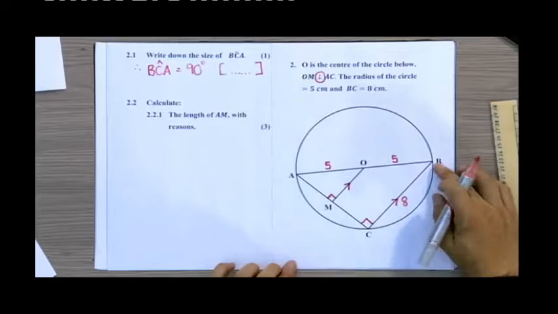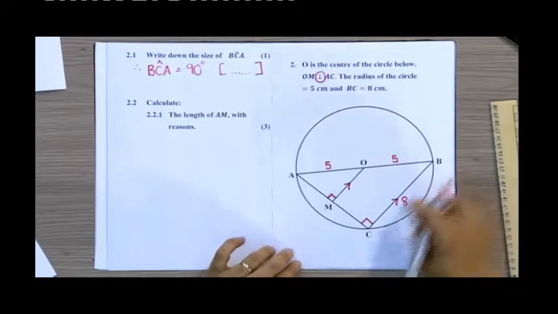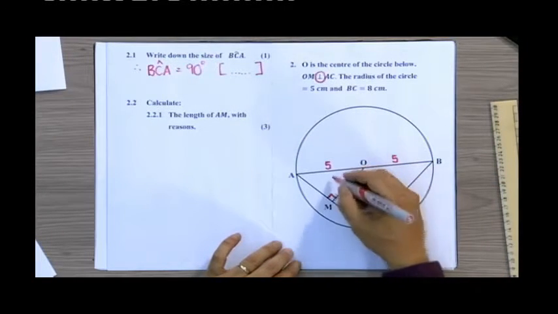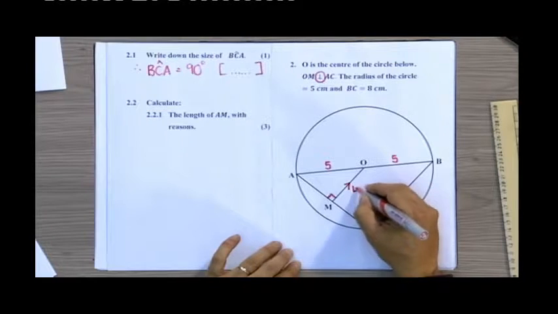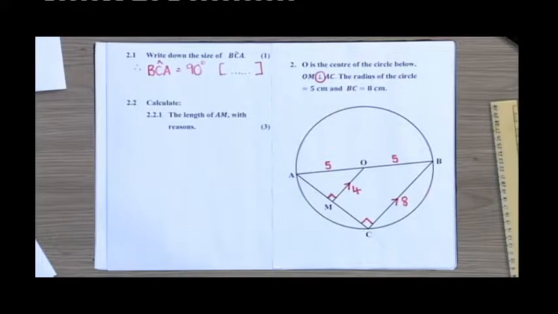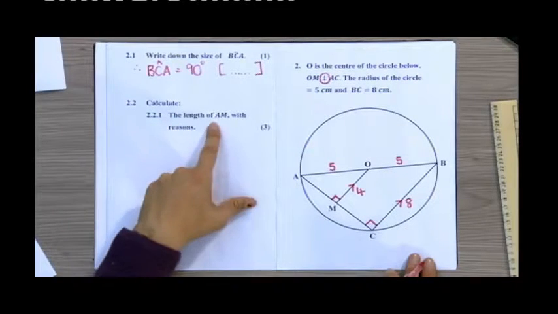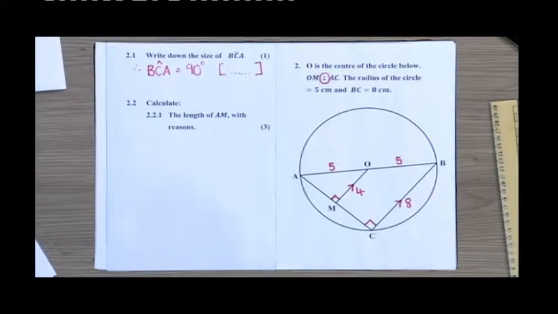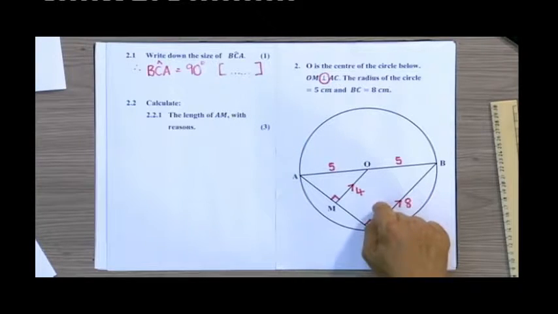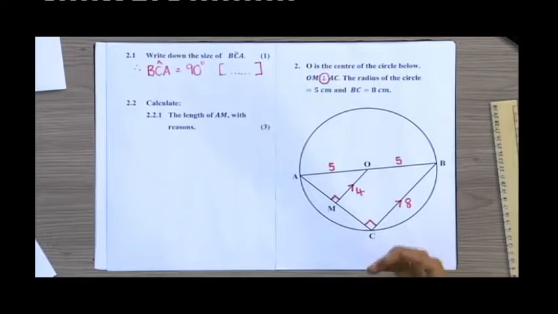OM is half of BC. So if BC is 8, we can immediately say MO or OM is equal to 4. Right? And there I can see the answers are coming in. Thank you guys. Perfect. So now they ask, calculate AM with reasons. And by doing that, you can immediately see, guys, I've got my answer.